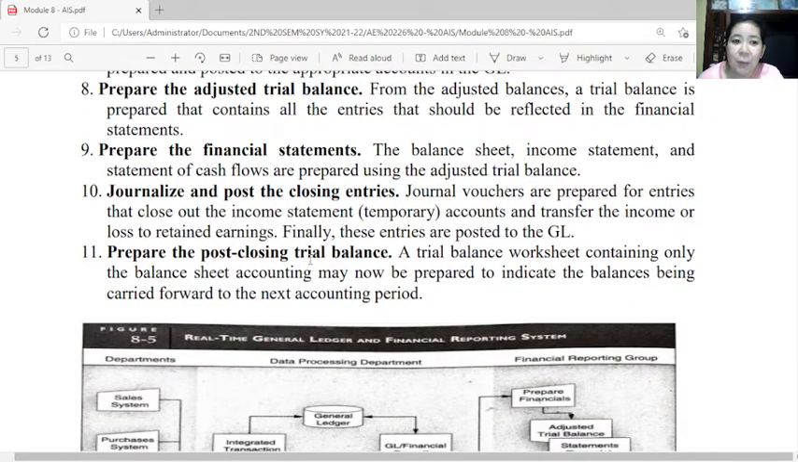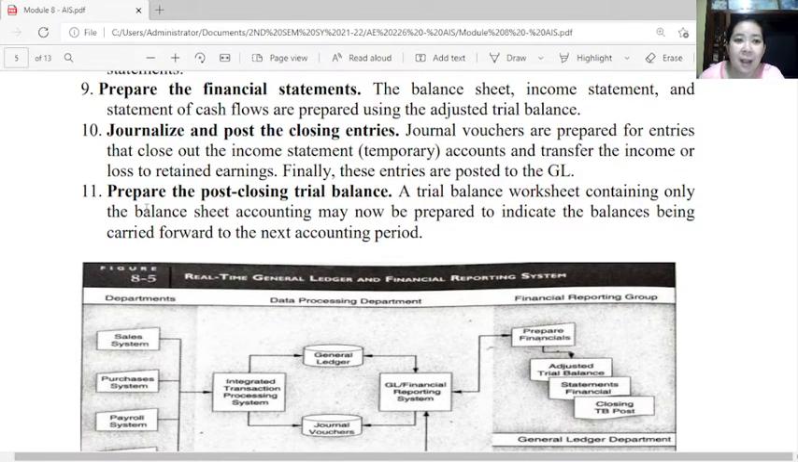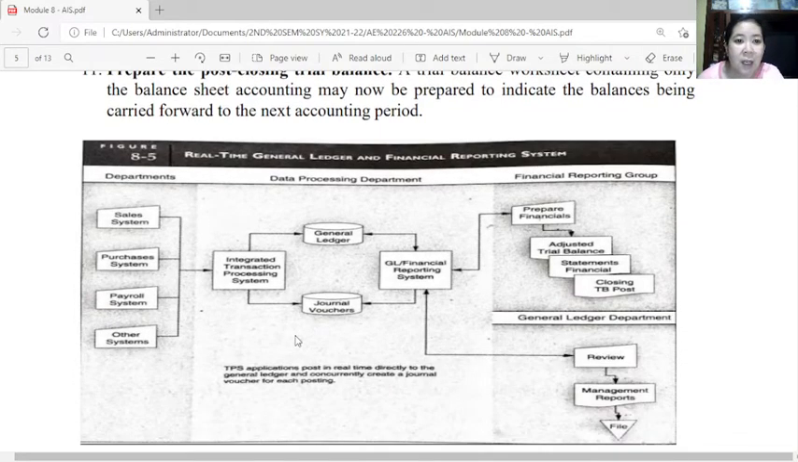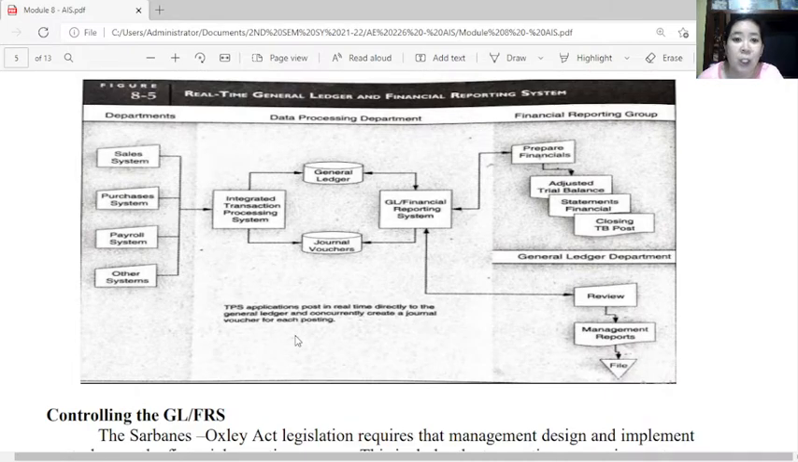And then after that, we will journalize and post the closing entries. Basically, these are prepared for closing the temporary accounts and will be transferred to income or loss or to retained earnings. Finally, these entries are also posted to our general ledger. And the last step in our accounting system is, of course, to prepare the post-closing trial balance to have a fresh start in the next accounting period. A post-closing trial balance contains only balance sheet accounts, or permanent accounts, which will be carried forward to the next accounting period. So this is an illustration of the real-time general ledger and financial reporting system.